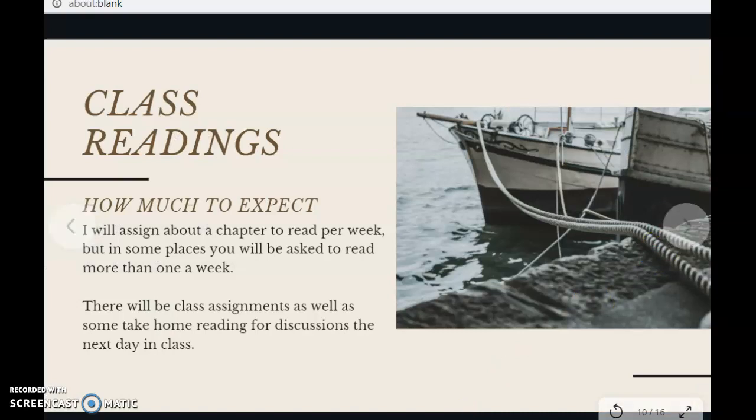I will assign about a chapter to read per week, but in some places you will be asked to read more than a week. This is because of time constraints, like I said. There will be class assignments as well. For my class in person, I have some take-home readings. I'm going to try and get them digitized to give to you guys so you can also read them online. It's just a requirement of trying to get it into a PDF format to upload for you guys.